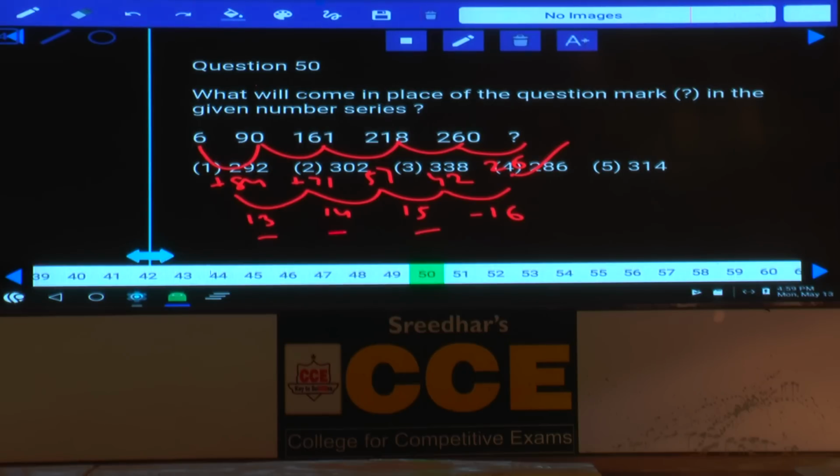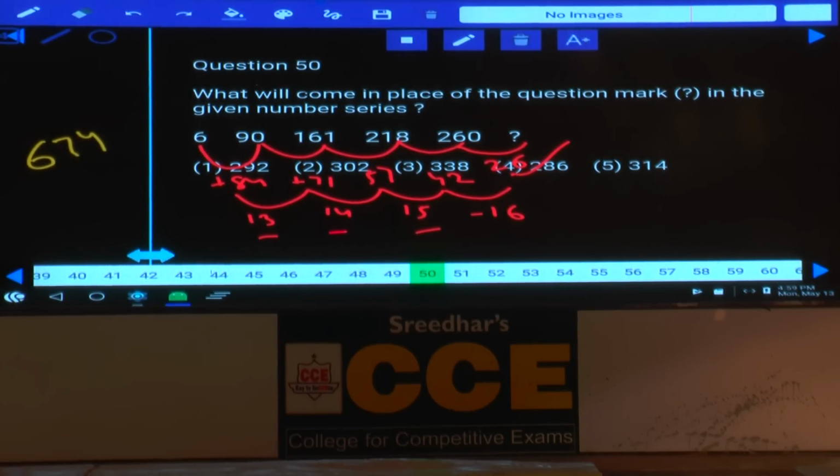Clear? Now this is about paper number 674. Question numbers 46 to 50 and 66 to 100. Yes, any doubts in this? Clear?